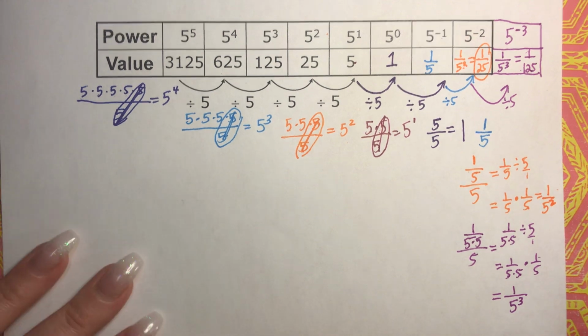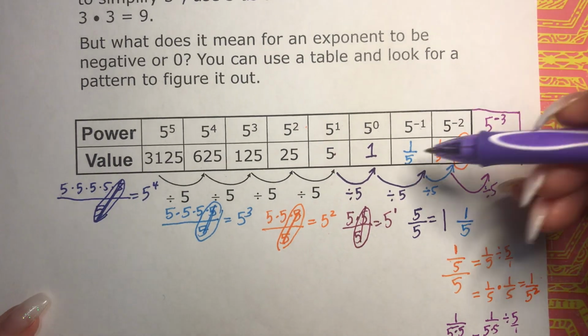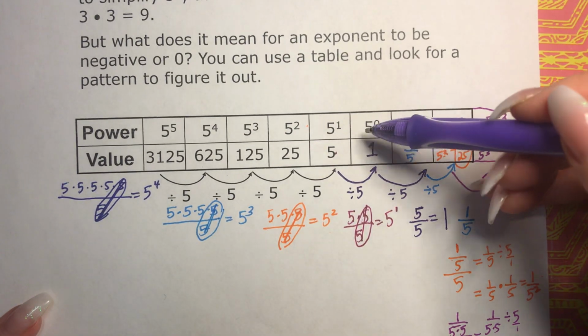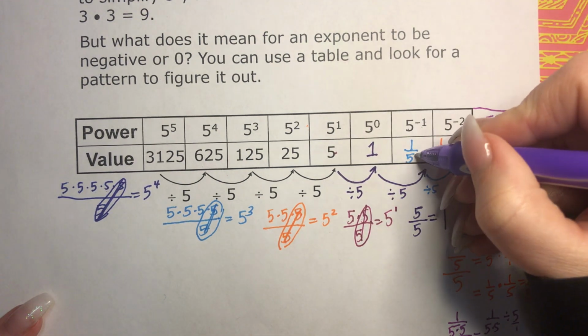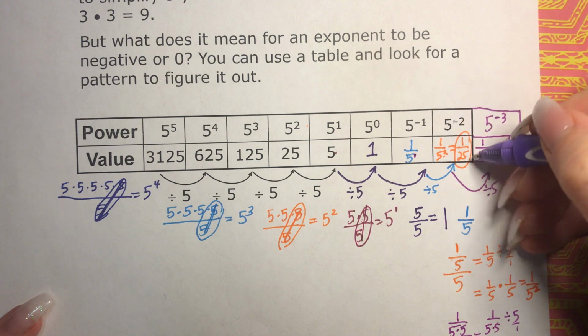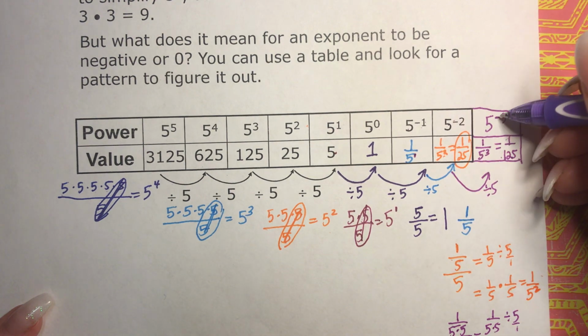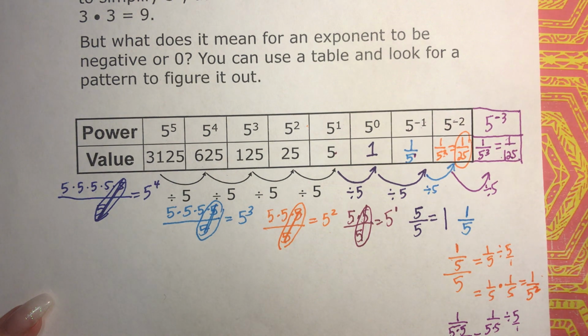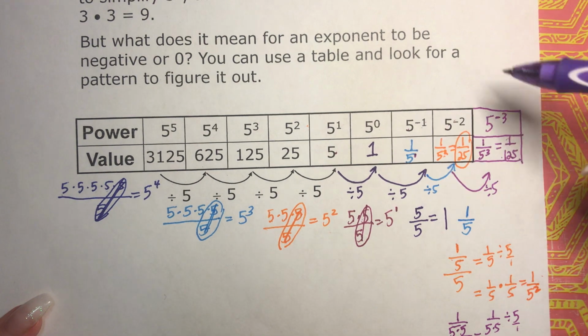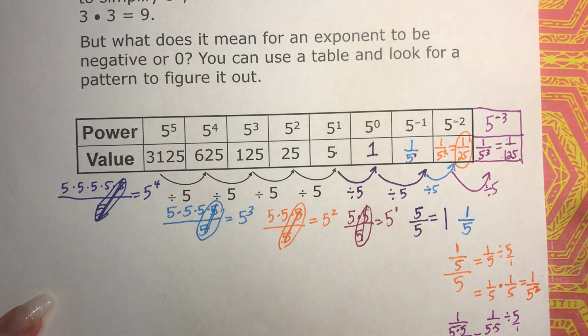Look at that. Isn't that interesting? As you continue to divide by 5, that same base, 5 to the negative 1 becomes 1 over 5 to the 1st power, 5 to the negative 2 becomes 1 over 5 to the 2nd power, 5 to the negative 3 becomes 1 over 5 to the 3rd power. Isn't that interesting, the relationship with the negative exponents? So this leads us into some general rules.